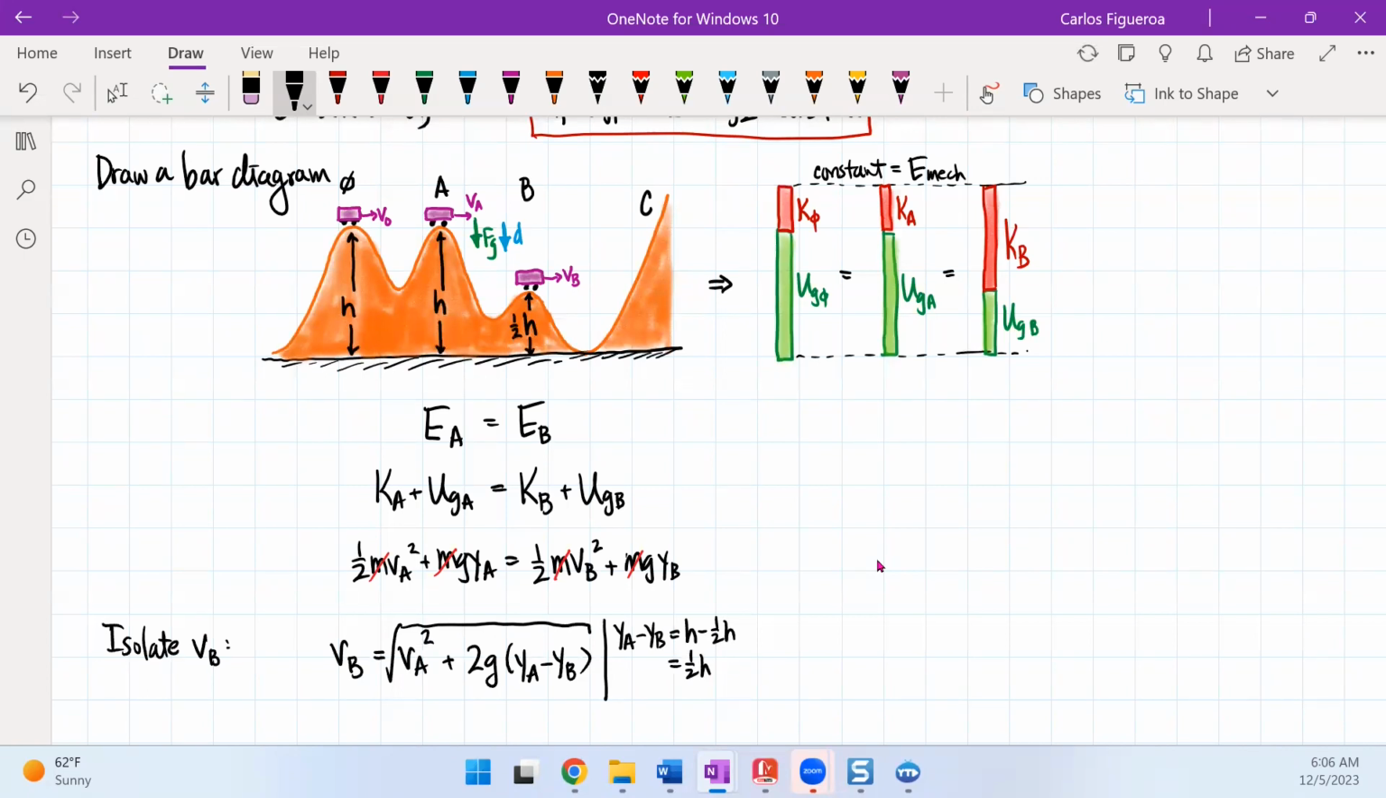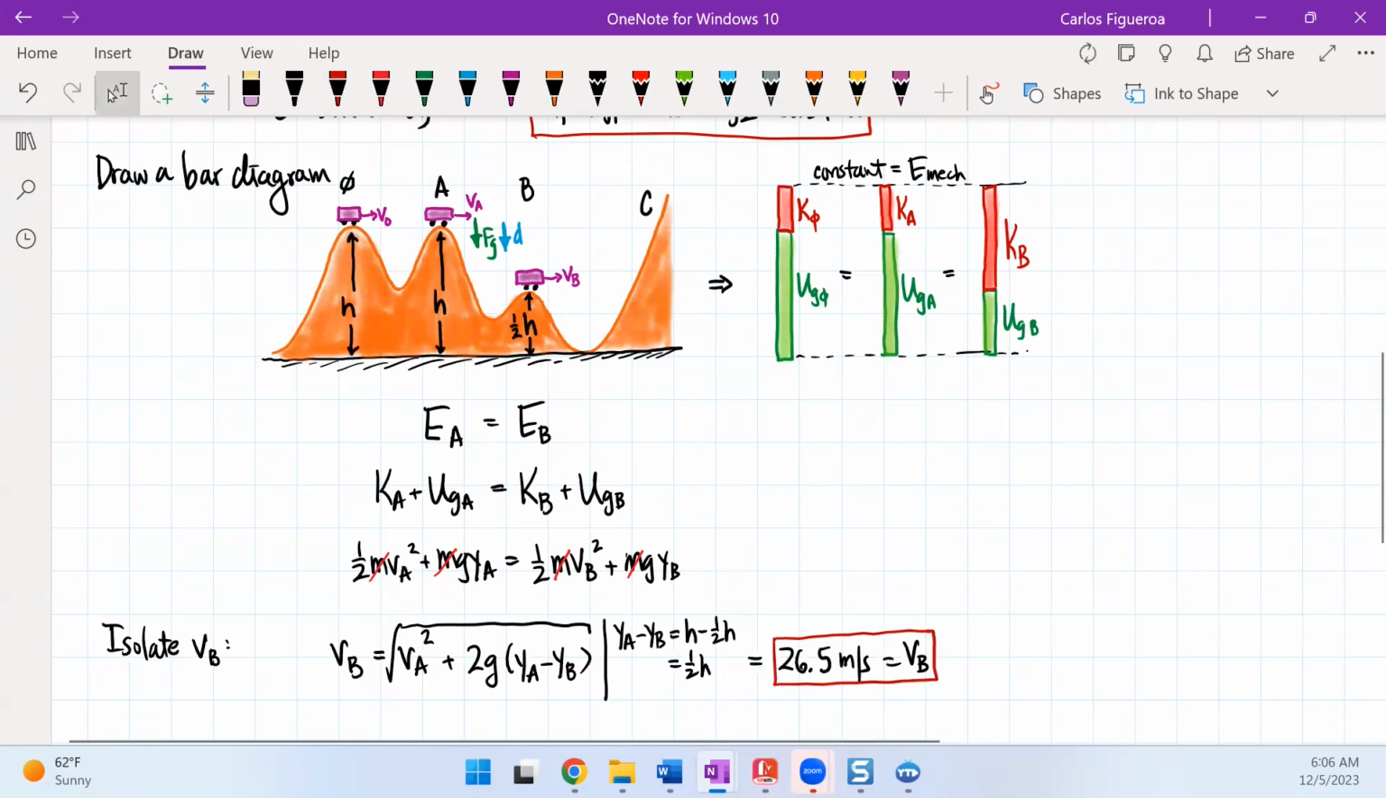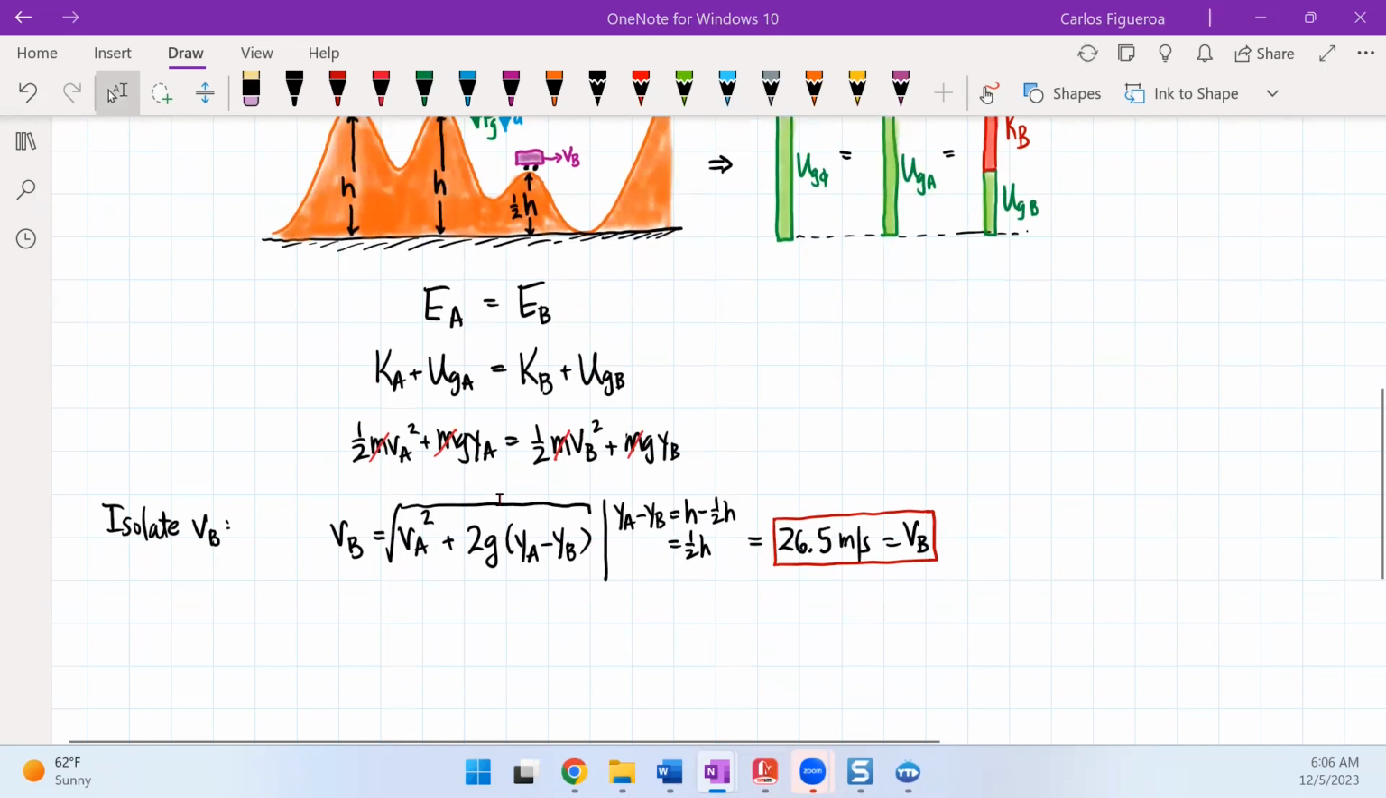So if we plug in all the numbers like we did before, this is now 26.5 meters per second, and that is what VB is, which is exactly the same answer that we got beforehand. So now we could come in and repeat this process again for part B.